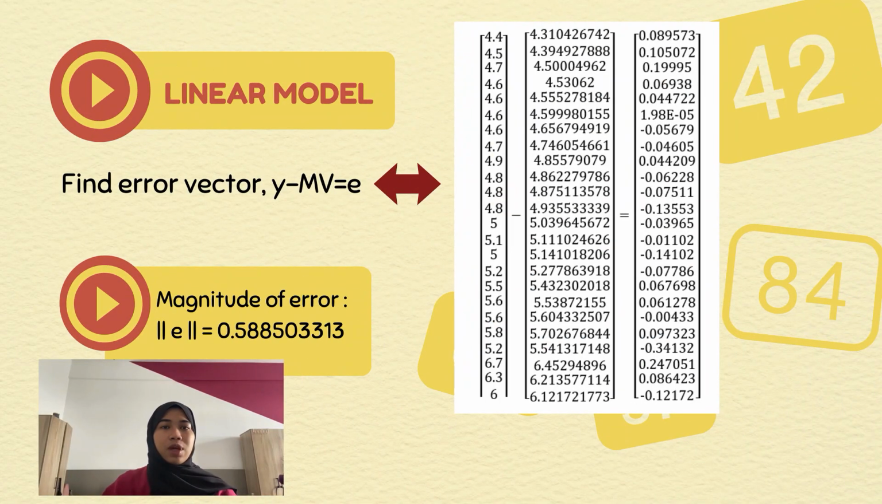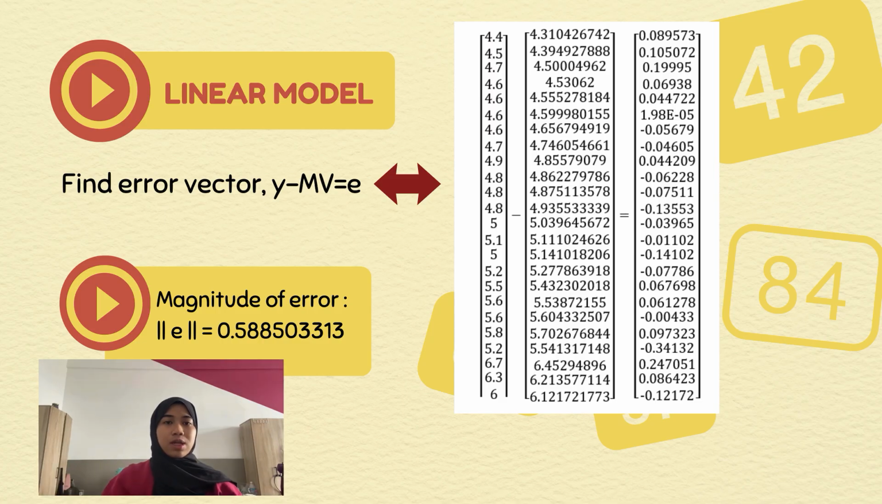On this slide, we are looking at how to compute the error vector in a linear model. In a linear model, we typically have an observed vector y and a predicted vector Mv, where M is the model matrix and v is the parameter vector. The error vector, denoted as e, is simply the difference. So, the formula is e equals y minus Mv.